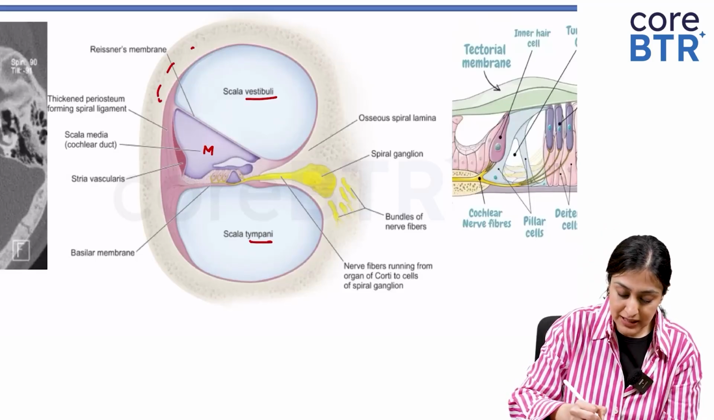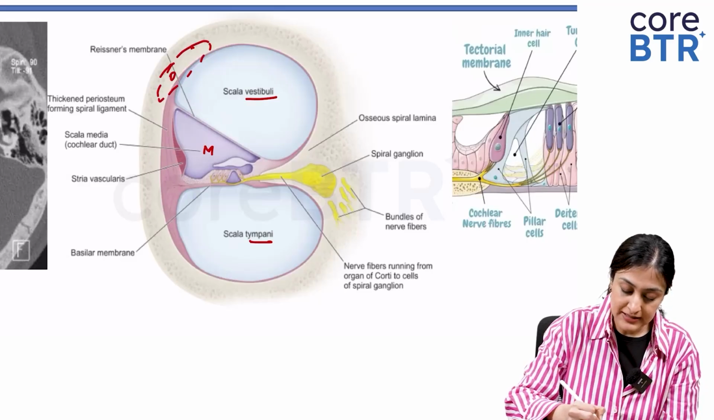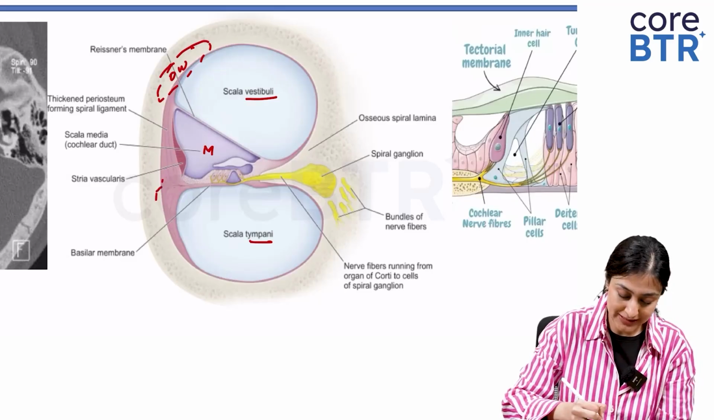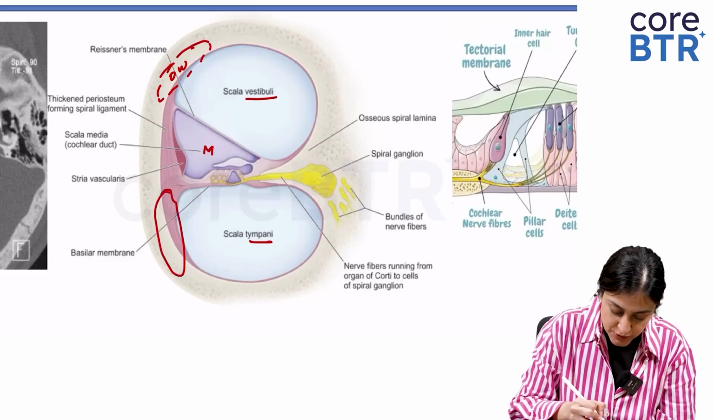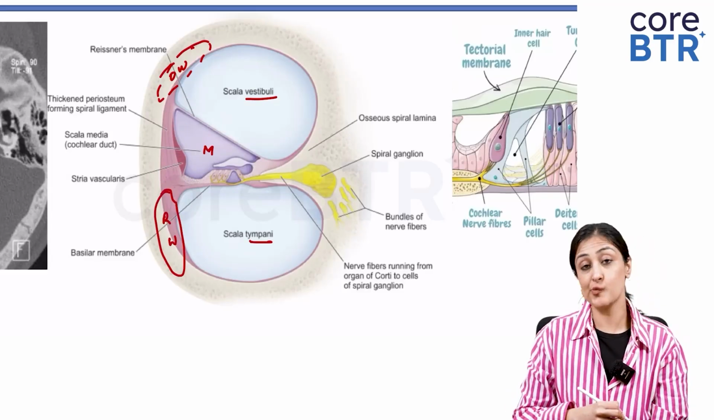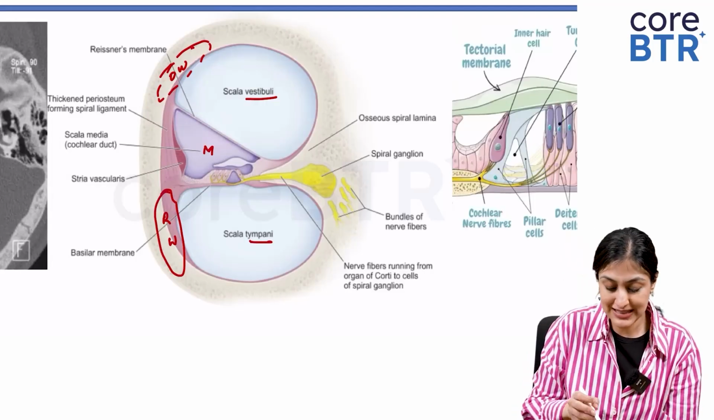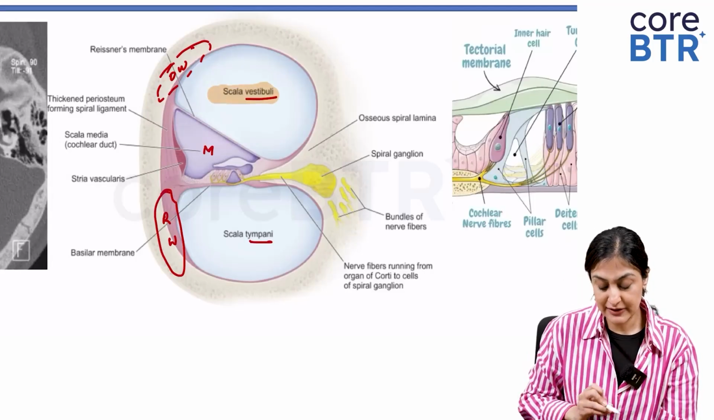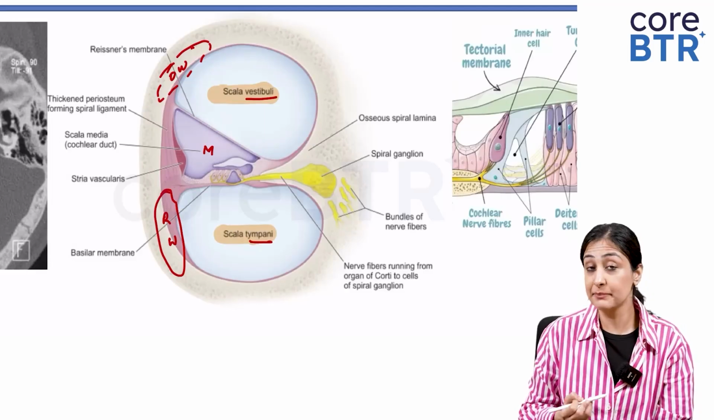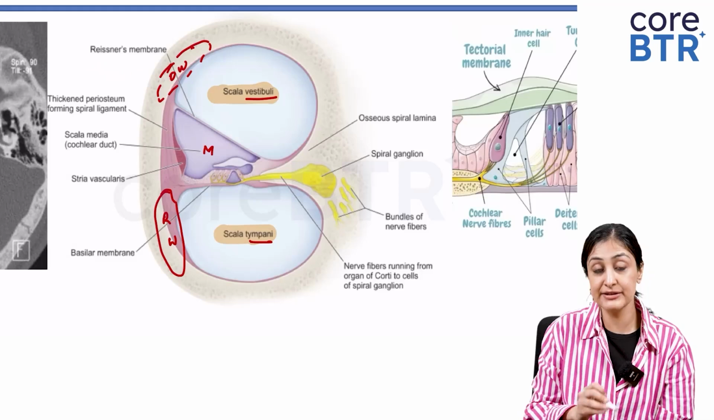Which covering is near the scala vestibuli? This is where I have the oval window, and below we have the round window. So this is where we have the round window, above we have the oval window. So basically this is scala vestibuli, this is scala tympani. Remember we said a phase difference thing.